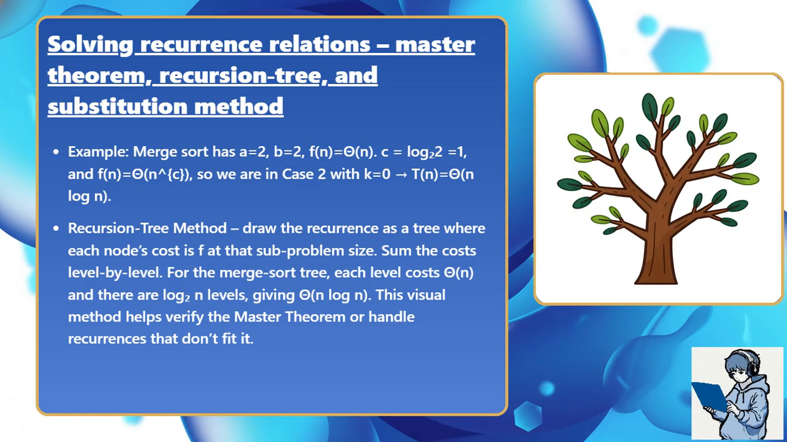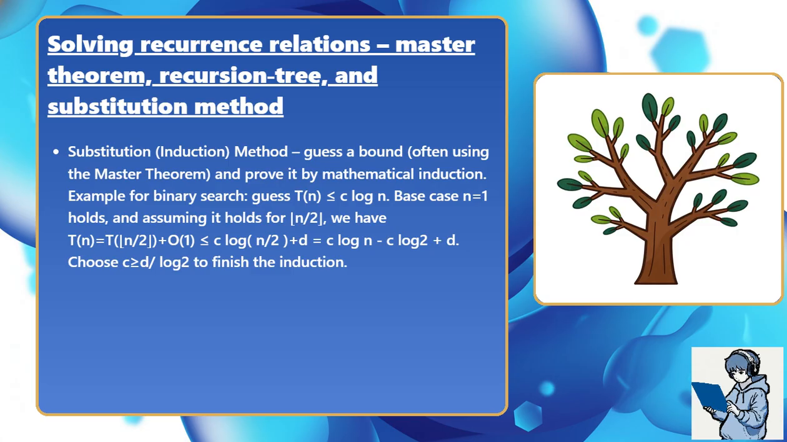Recursion tree method: draw the recurrence as a tree where each node's cost is f at that subproblem size. Sum the costs level by level. For the merge sort tree, each level costs Θ(n) and there are log base 2 of n levels, giving Θ(n log n). This visual method helps verify the master theorem or handle recurrences that do not fit it.